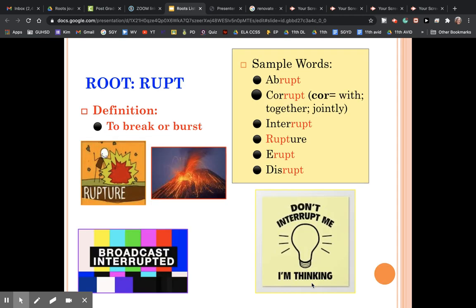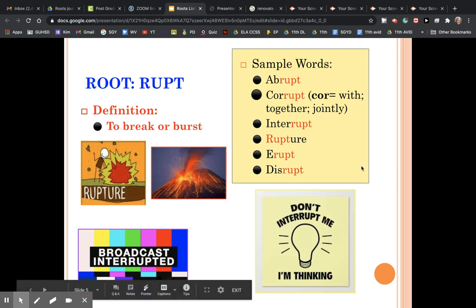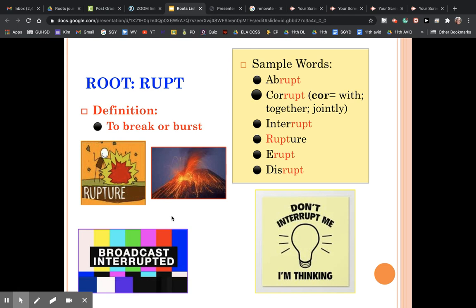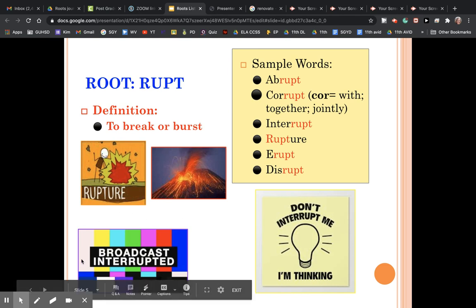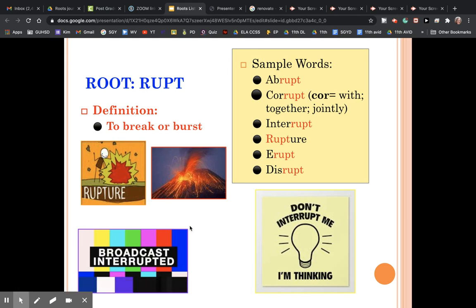And then finally we have rupt, meaning to break or burst. First sample word, abrupt, sudden, unexpected. Here's a picture, for example, when you're watching TV and it says broadcast interrupted. A lot of times they do that to make some kind of emergency alert announcement.